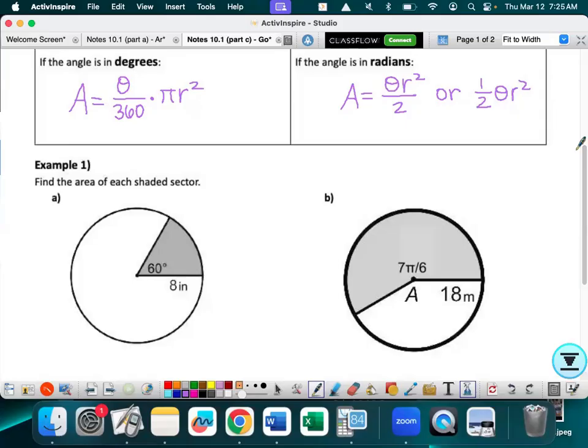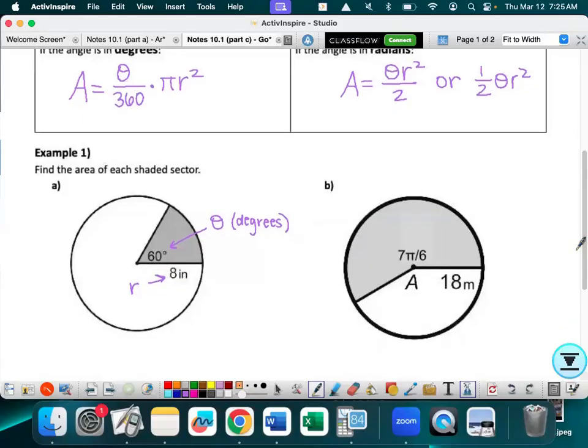So in example 1A, our angle is in degrees. Our radius is 8 inches. And our area formula is going to be the one on the left side that we have written at the top of the page, because again, our angle is in degrees. So I'm going to start filling in information. We'll have A equals 60 divided by 360 times pi, 8 for the radius, squared.